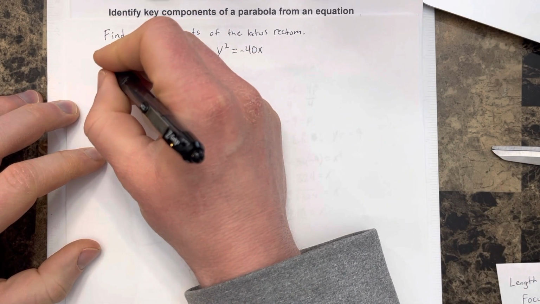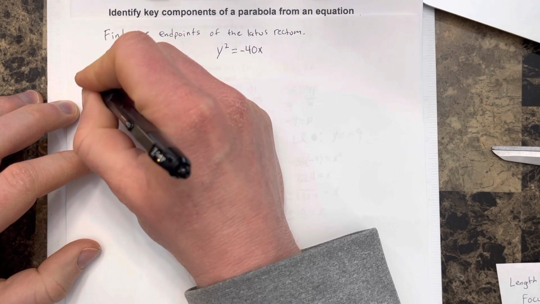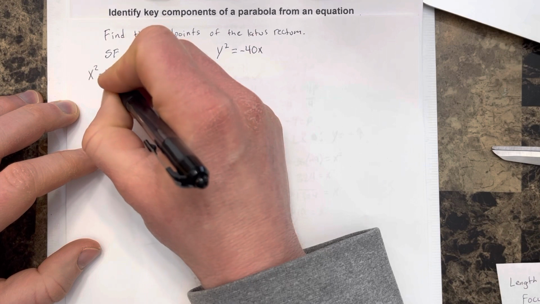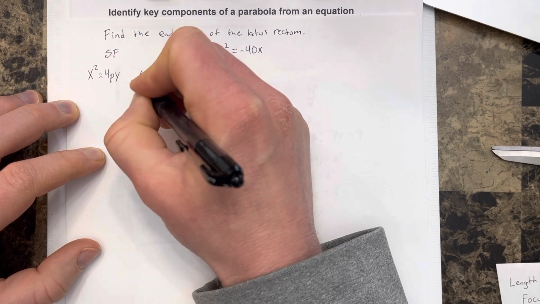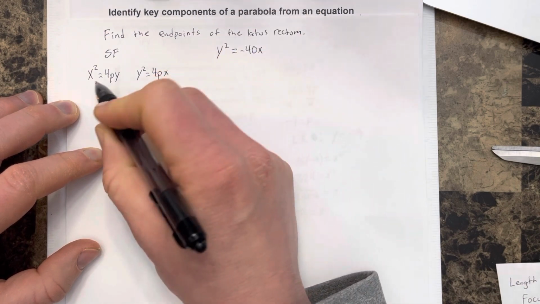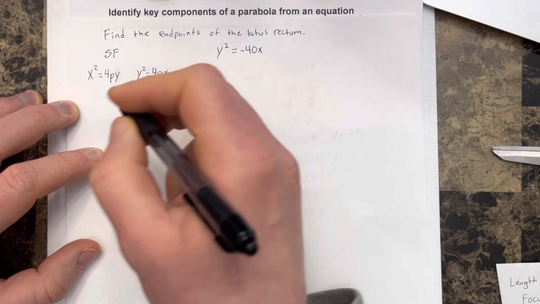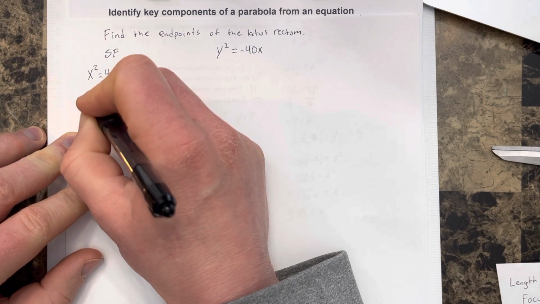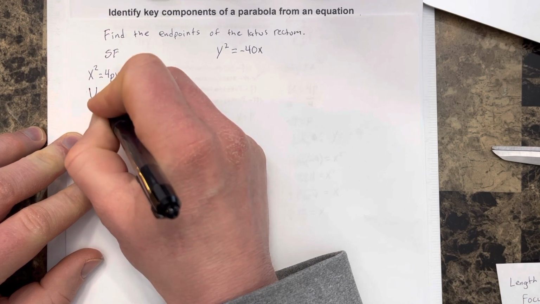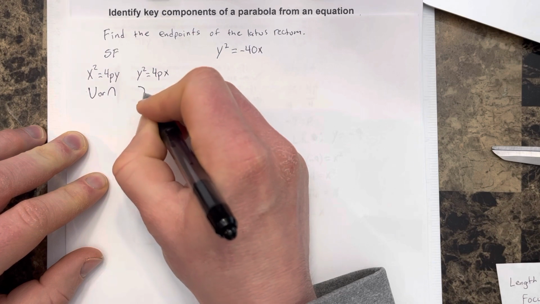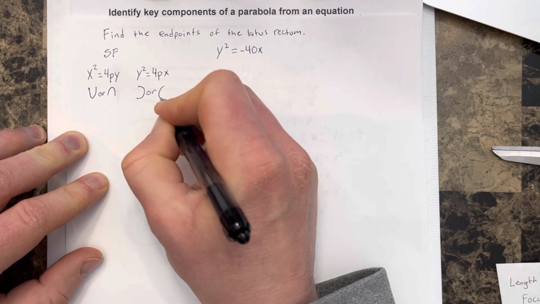So we need to realize that we have two different standard forms. I'm just going to write SF here. We have x squared is equal to 4py, and then we have y squared is equal to 4px. The x squared equals 4py describes a parabola that is opening up or down. And then this one describes a parabola that's opening left or right.